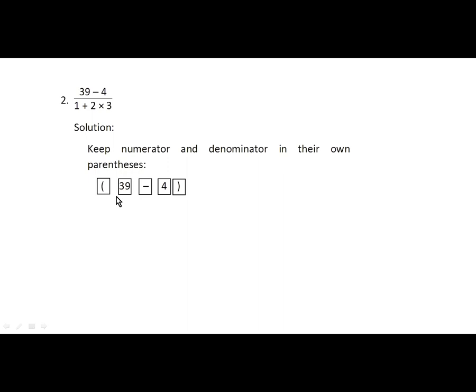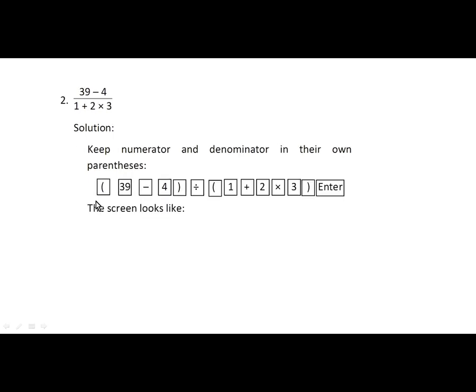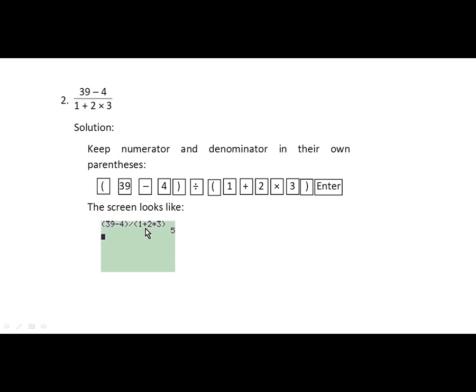Number 2, I've got (39 minus 4) all over (1 plus 2 times 3). Now again, the numerator and denominator contain operations, so they need their own set of parentheses. So our numerator, 39 minus 4, and there are the parentheses, then divided by for the fraction line, and then in parentheses 1 plus 2 times 3. Then you press enter to get the answer. The answer is 5.